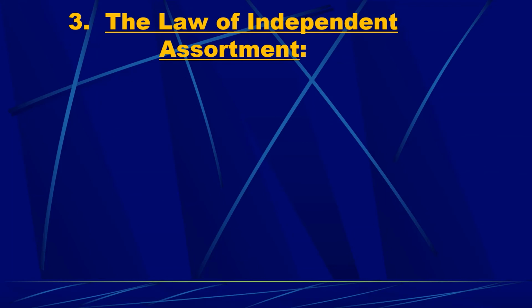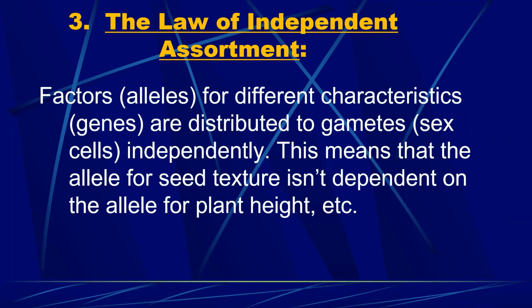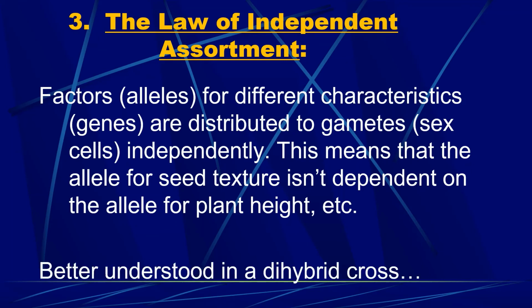Now let's go to the third law of Mendel, the law of independent assortment. In this law, factors or the alleles for different characteristics or the genes are distributed to gametes independently, meaning the allele for seed texture is not dependent on the allele for plant height. For another example, the allele for flower color is not dependent on the pod shape or pod color. This is better understood in a dihybrid cross.